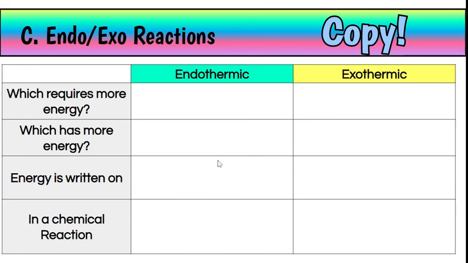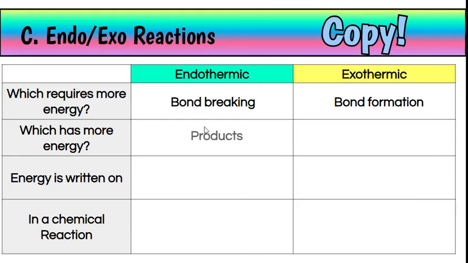Okay, so we're just going to put this all together in a table. For an endothermic reaction, it takes more energy to break the bonds than it releases. In an exothermic reaction, the bond formation releases more energy than it takes to break bonds. In terms of which one has more energy, the products have more energy in an endothermic reaction. In an exothermic reaction, the reactants have more energy.